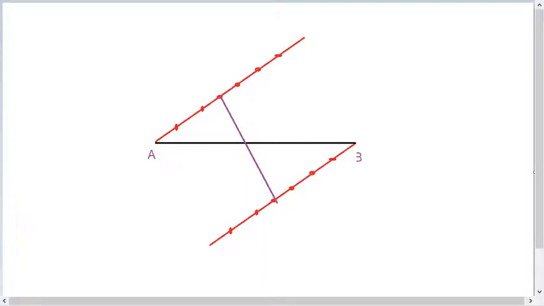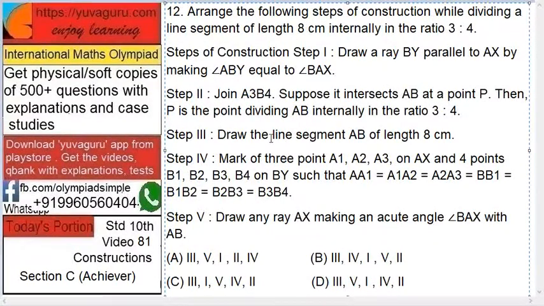So you got it. So here obviously the first step will be take a line segment AB of length 8, right? So step 3. Whichever has step 3. So all.